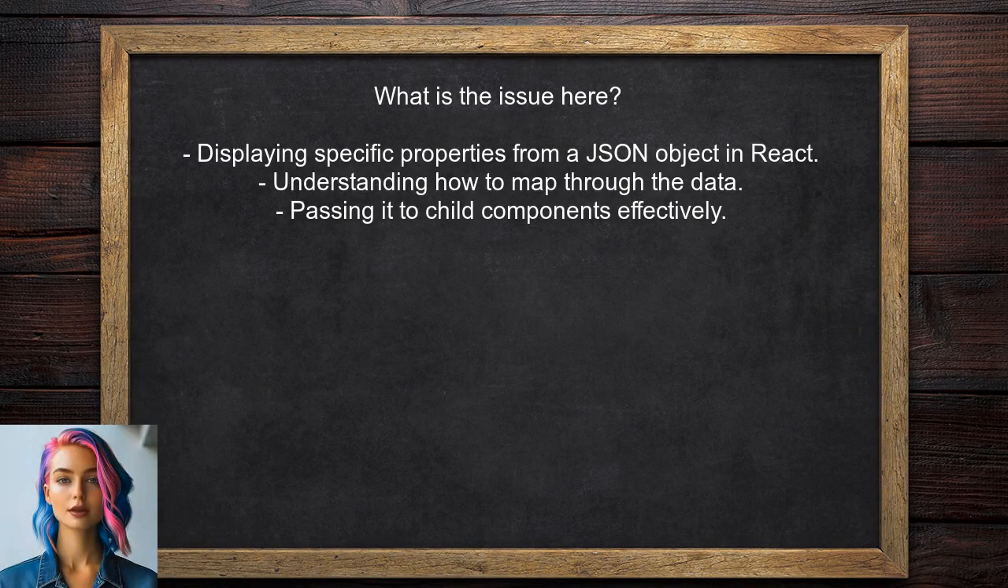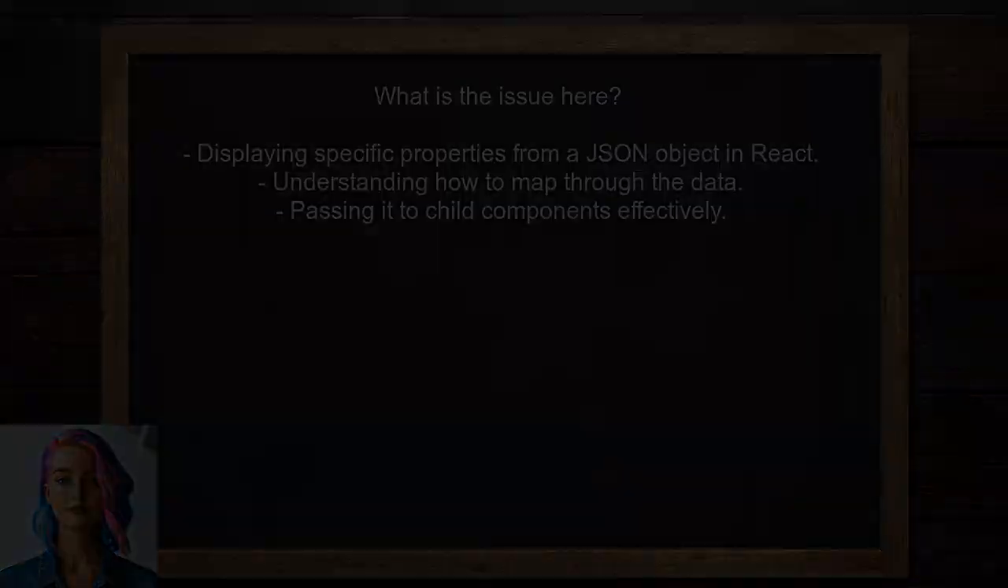So what exactly is the issue here? The user is trying to display specific properties from a JSON object in their React component. This involves understanding how to map through the data and pass it to child components effectively.